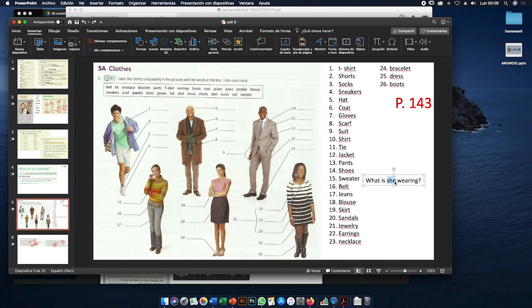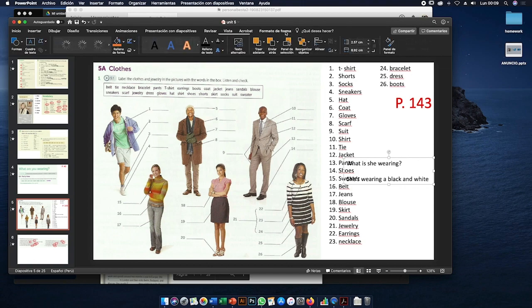Yes, here. If you are talking about a man, you say, what is he wearing, right? Or if you are talking about a girl, you say, what is she wearing? In this case, look at the girl here. What is she wearing? So maybe we answer. We can say she's wearing a black and white dress.